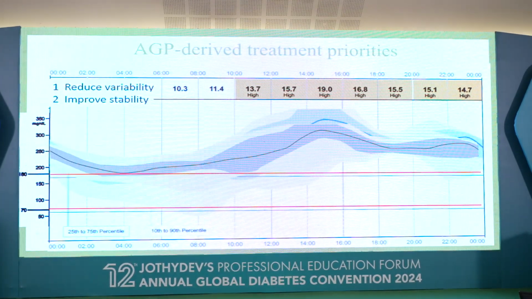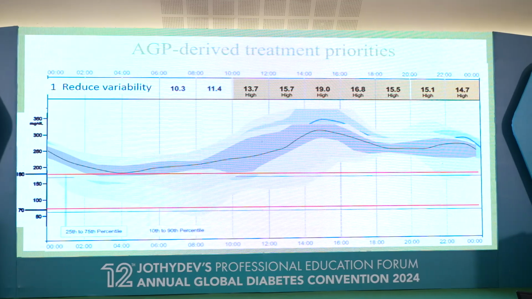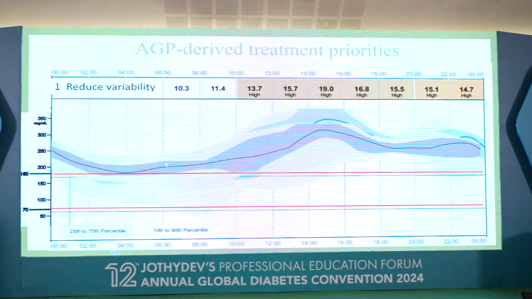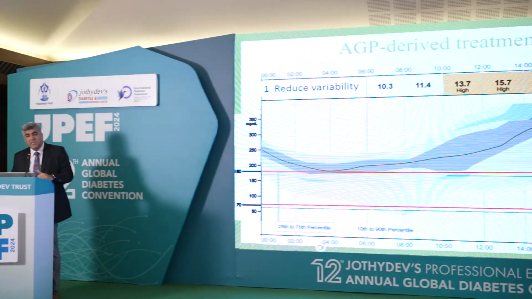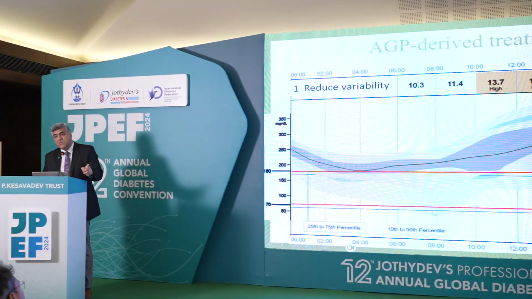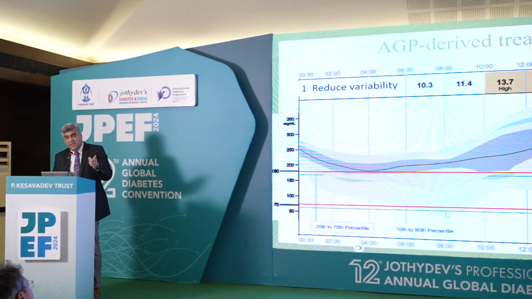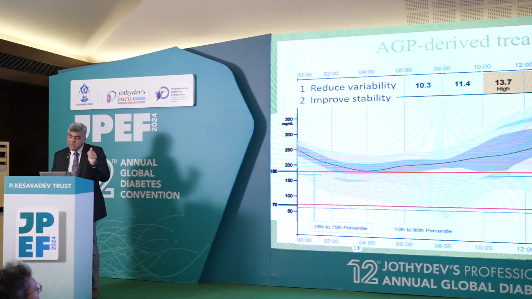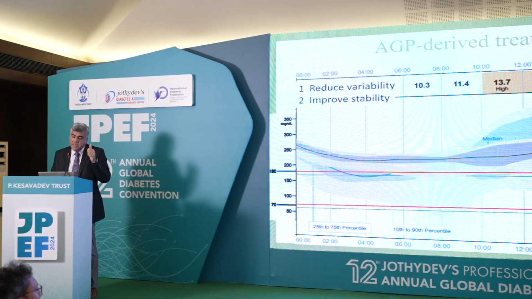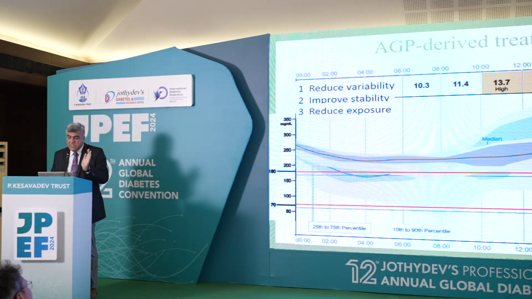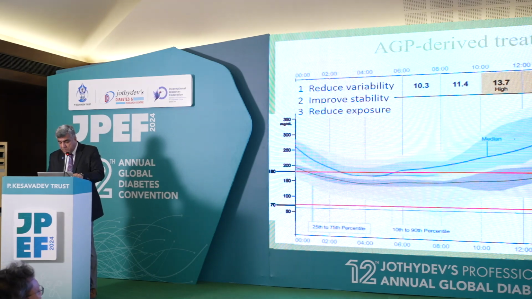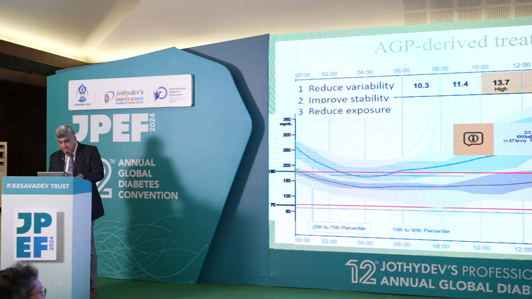If I had tried to reduce the exposure, that means I was more worried about the 350 before doing other things, this patient who was already experiencing hypoglycemia would have had more severe episodes of hypoglycemia in the night. So again, remember the mantras: reduce variability, improve stability, and reduce the exposure. This is what you will do so that your patient gets into this profile, right?